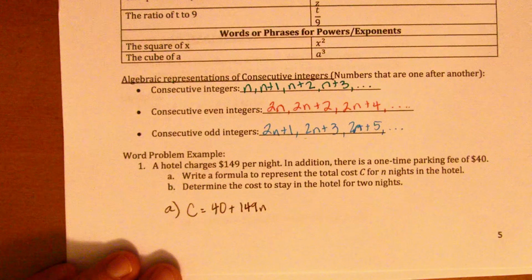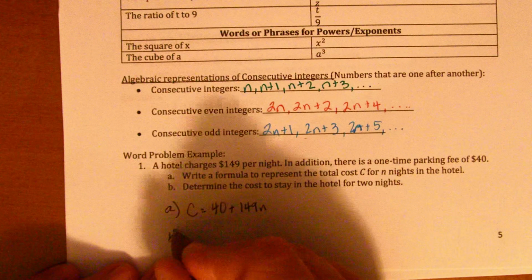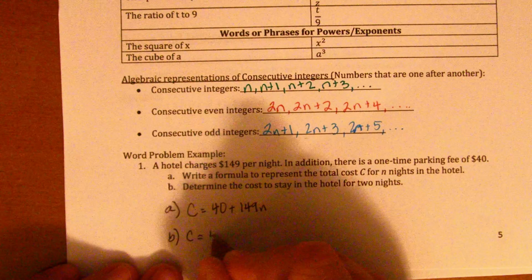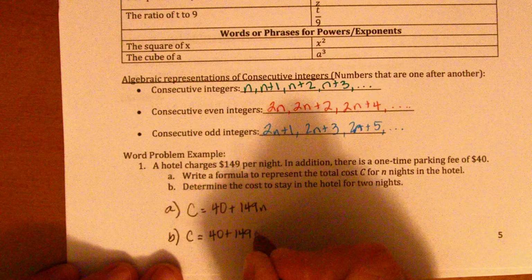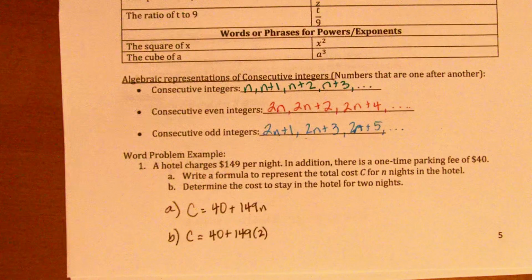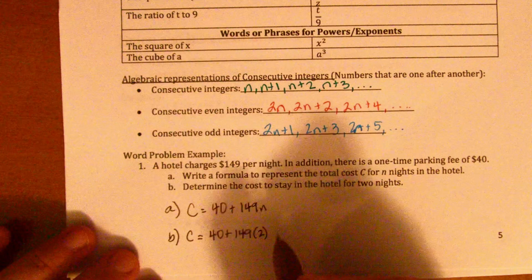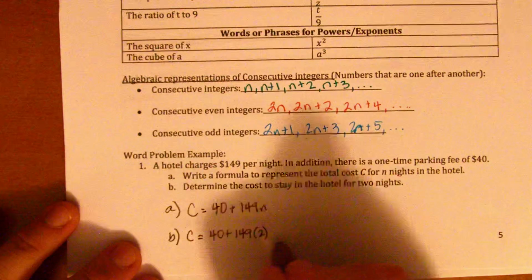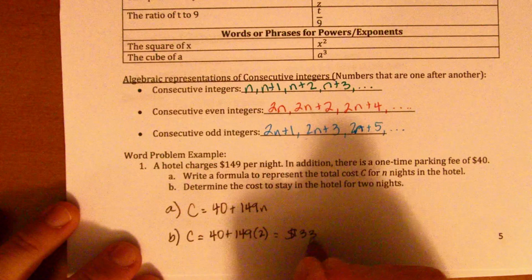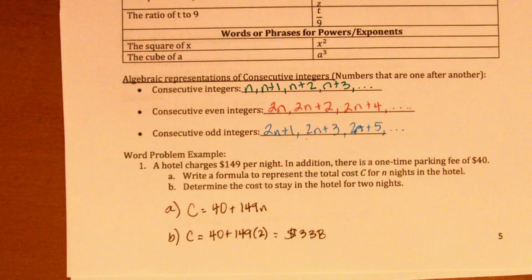Part B says determine the cost to stay in the hotel for 2 nights. So that would be the cost, $40 plus 149 times 2. Well, 149 times 2 is 298. 298 plus 40 is 338. Okay. So that's basically it for that word problem. Again, the math there wasn't all of that challenging. It was really just deciphering what the question was asking.